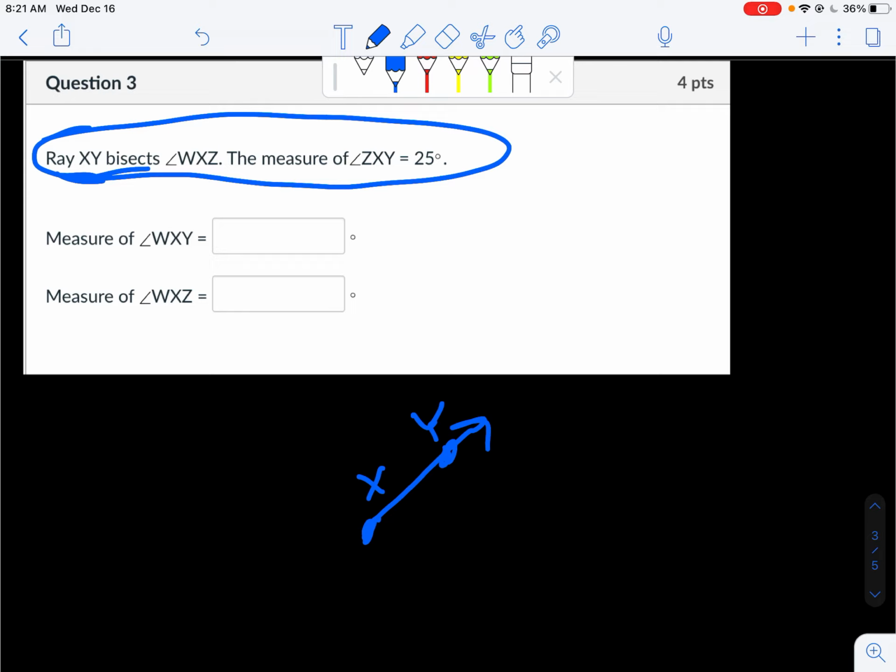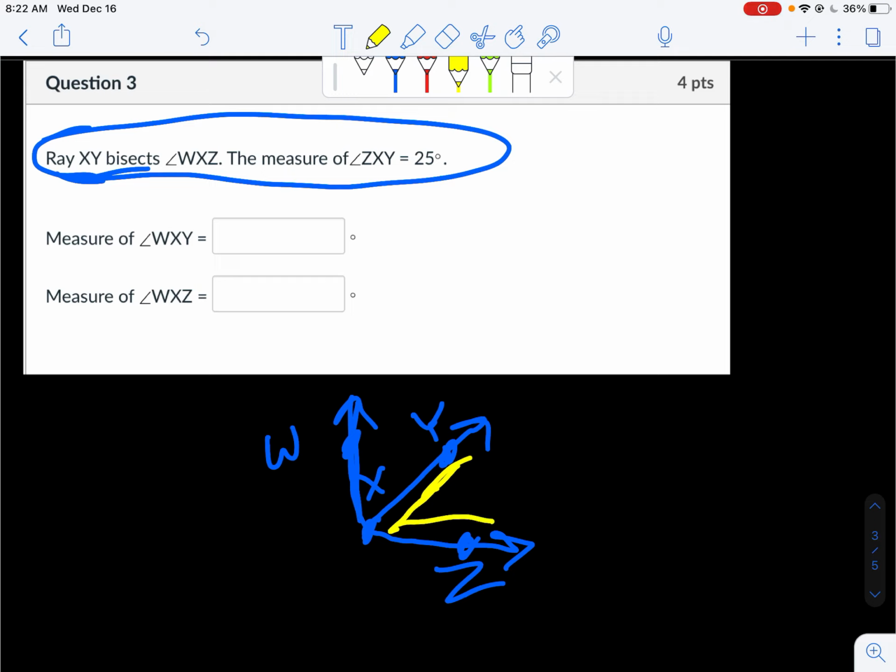bisects WXZ. So if it bisects, that means it splits it in half. So I'll try my best to draw an angle that's split in half. And this is WXZ. It bisects WXZ. The measure of ZXY is 25 degrees. Now it wants to know 2 things.